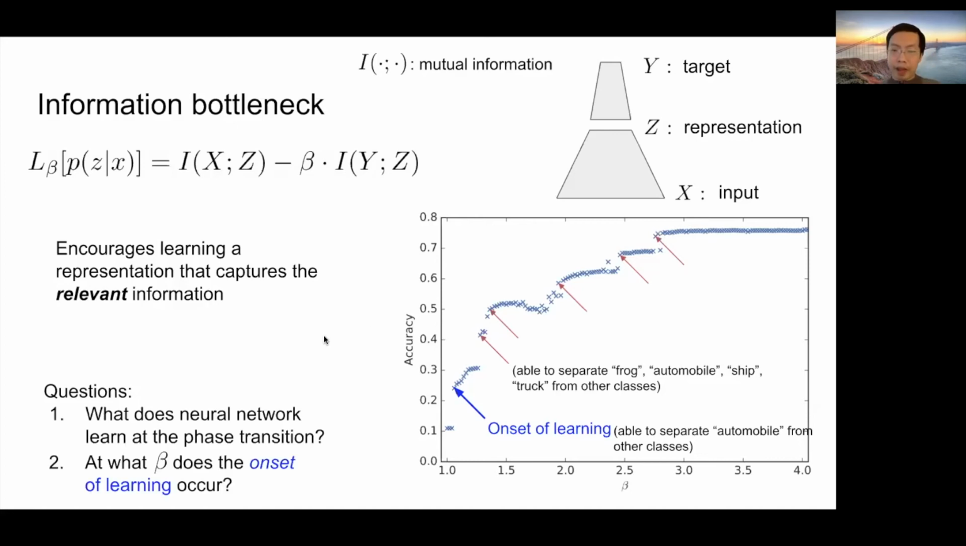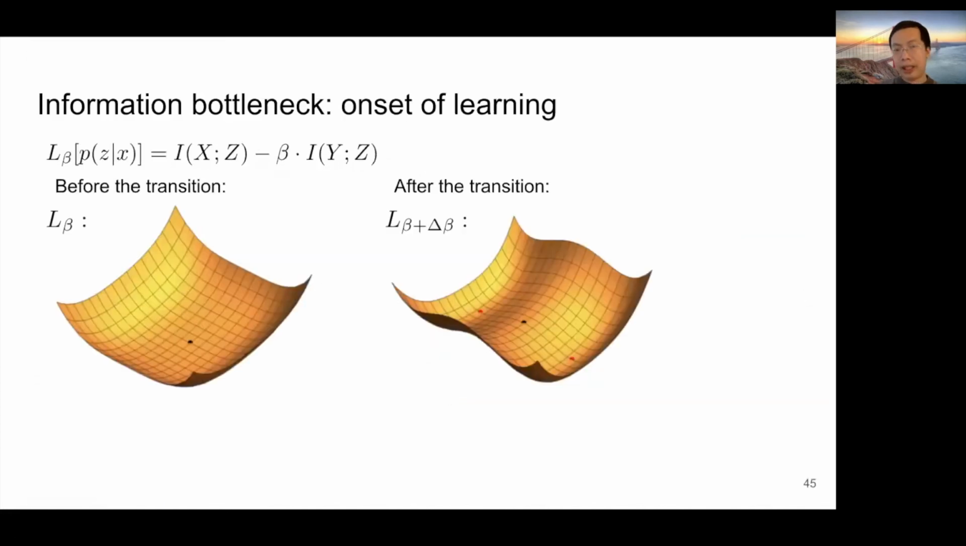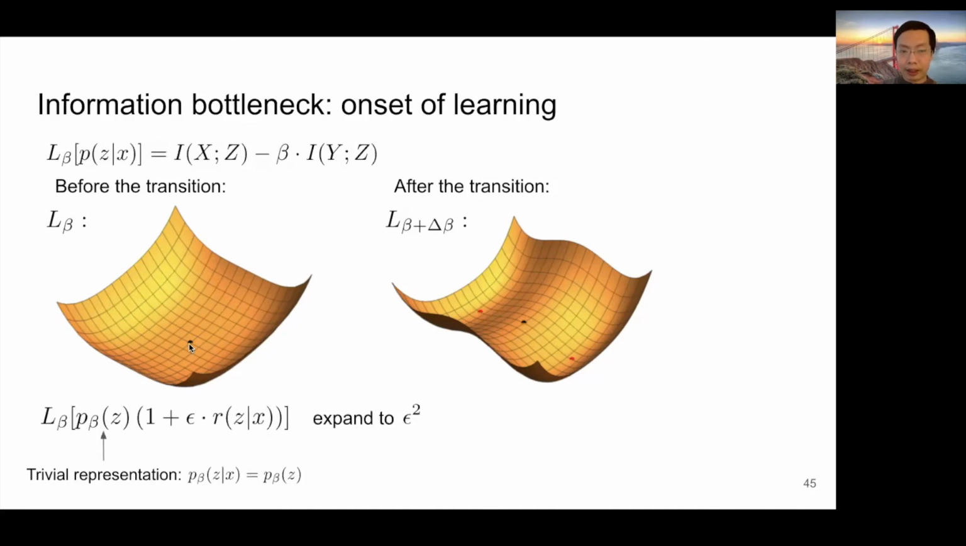And secondly, when does the beta have the transition? To study this, we look at the functional of the loss with respect to the representation function, which is P of Z given X. We can think of it as a functional that gives a value for each representation function, and this is a loss landscape. Before the transition, Z does not contain any information about X, so there is a global minimum there, where the representation is independent of X. After the transition, we can stipulate that there exists some way to go downhill so that the representation now has some information about X.